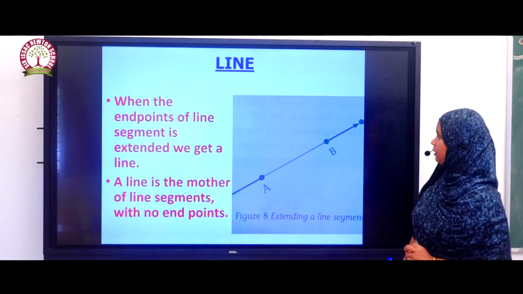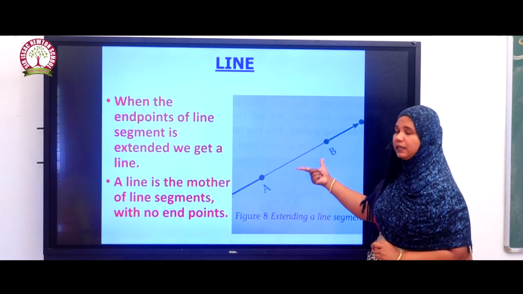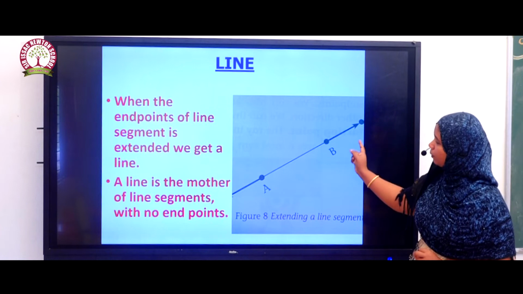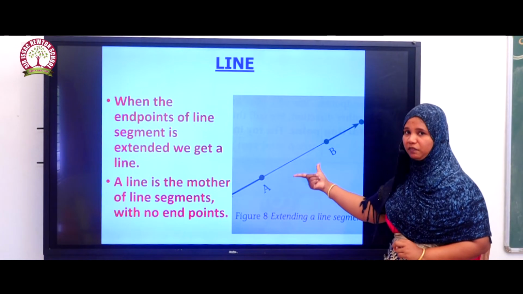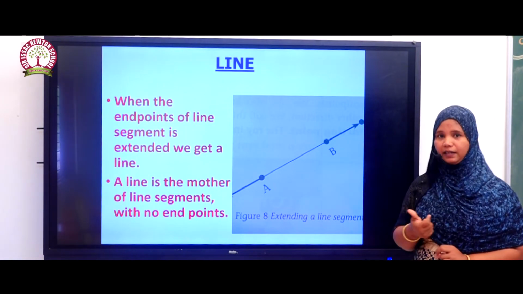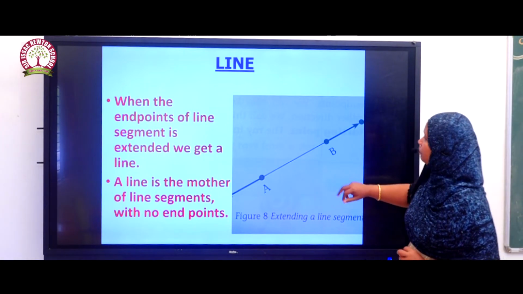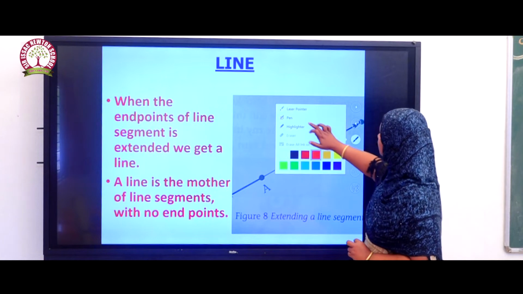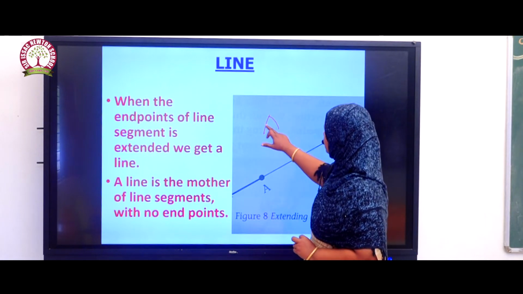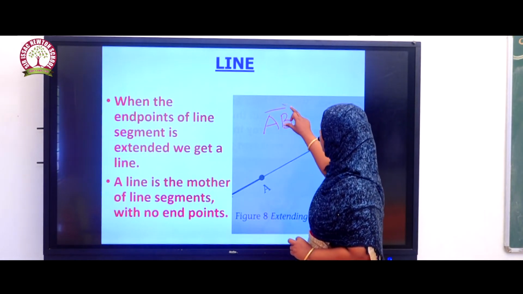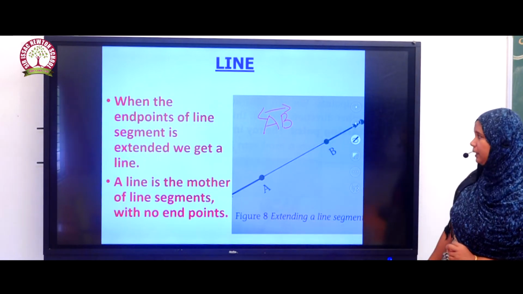Next, what is a line? I said in a line segment we have end points. When these end points are extended in both the directions, it becomes a line. That is, a line will not have end points. And how to represent a line is, see, this is a line AB. We can represent it as AB with a double-sided arrow. This is how we represent a line.